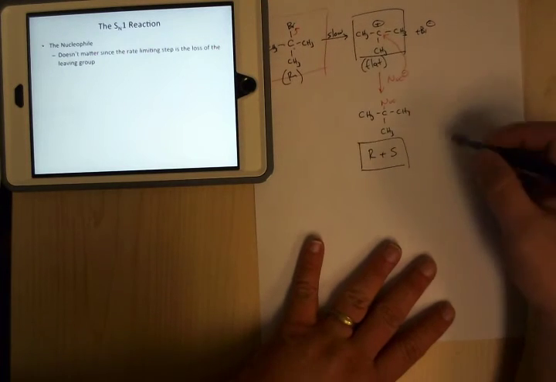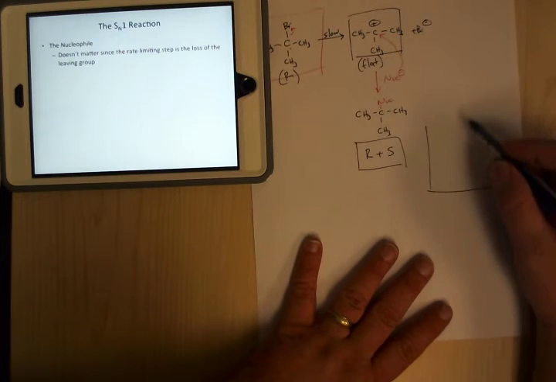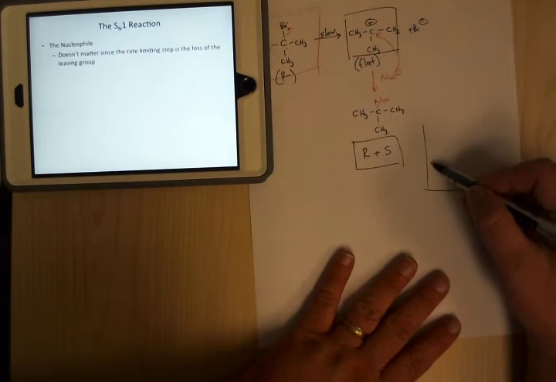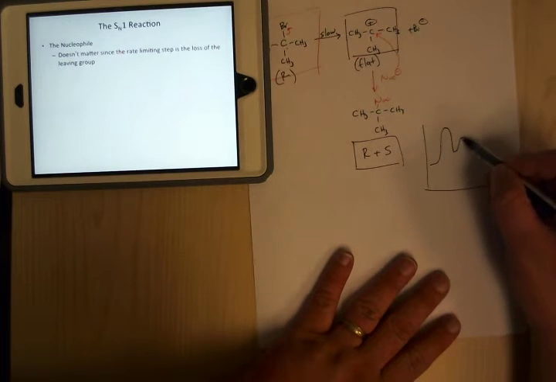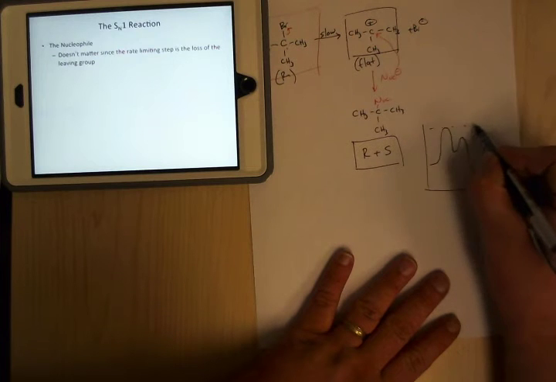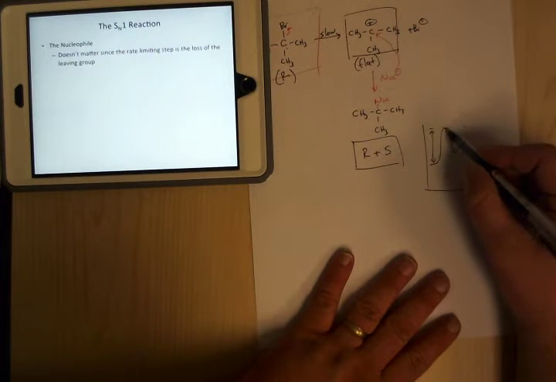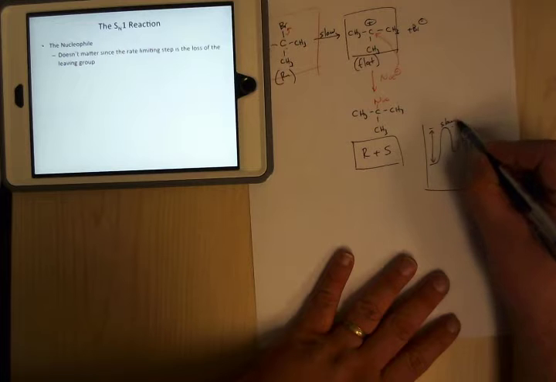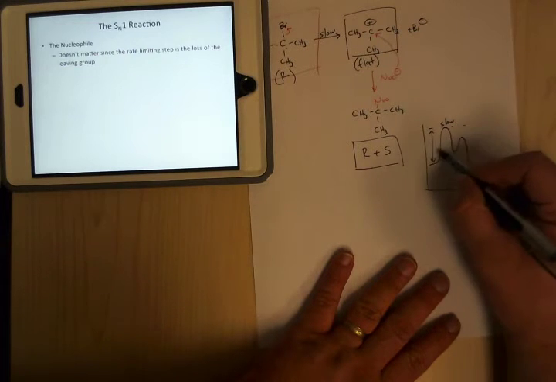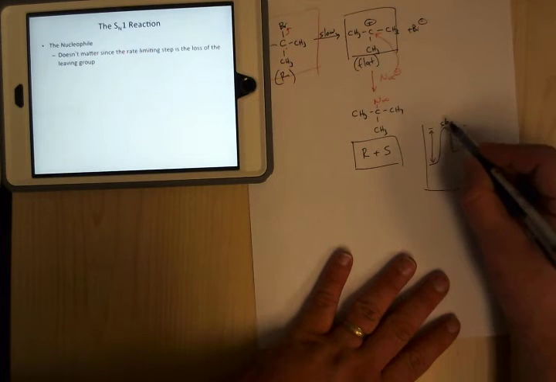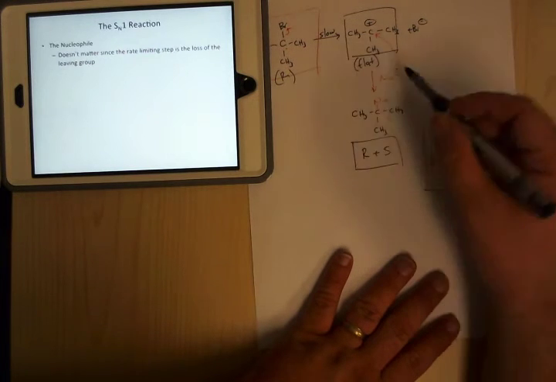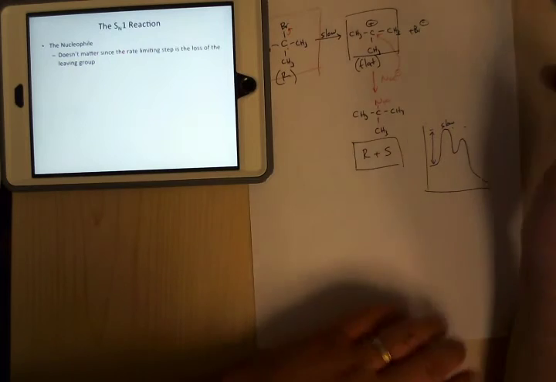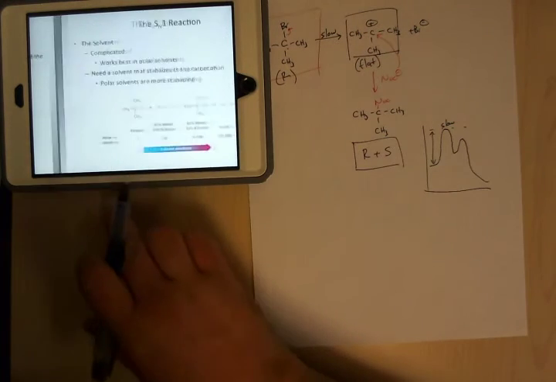So if you remember back from the reaction diagrams, we said this was the slow and that's the fast. So this is the slow step. Everything before it doesn't matter, everything after it doesn't matter. It's just the slow step. The nucleophile isn't involved in it, so it doesn't matter what it is. They're all going to react the same.